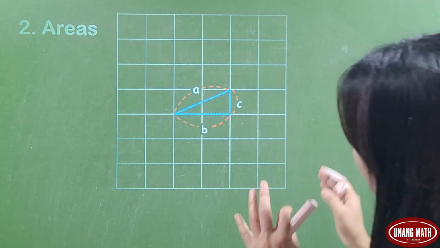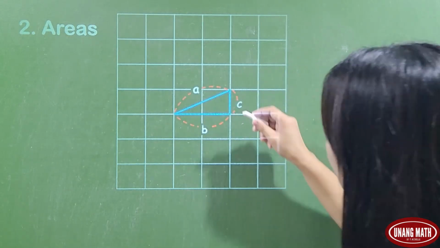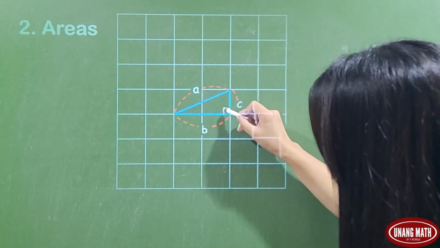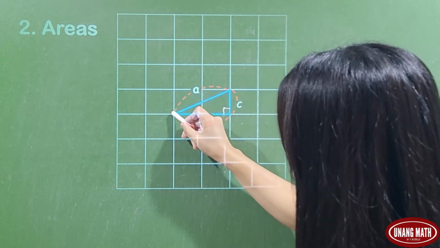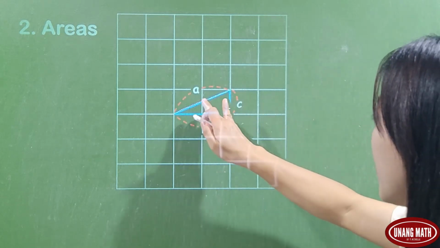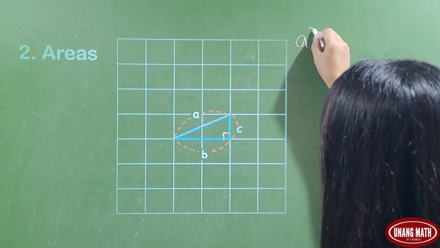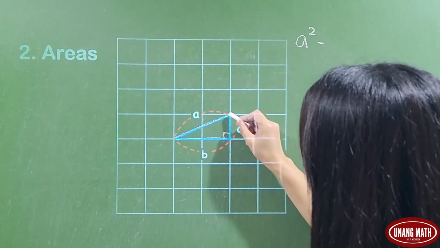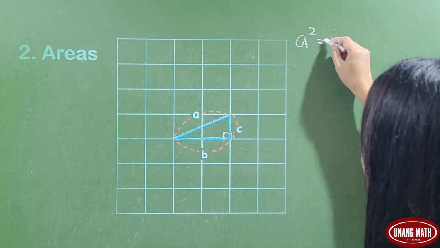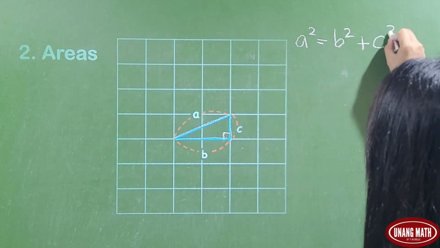So, as you can see in this figure, we have this right triangle. This is our right angle. If this is the right angle, then this is the hypotenuse of this right triangle. So in this right triangle, the Pythagorean theorem would be: a squared is equal to the sum of the squares of the other two sides. So a squared is equal to b squared plus c squared.